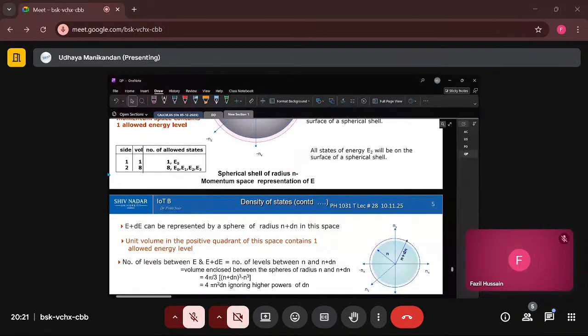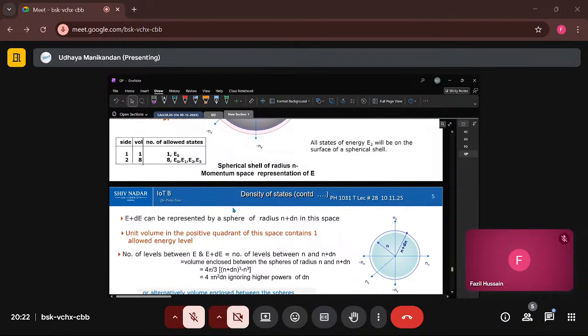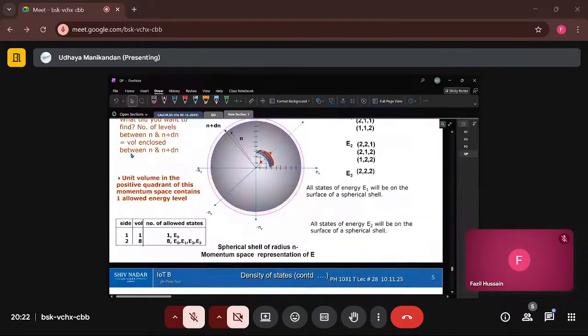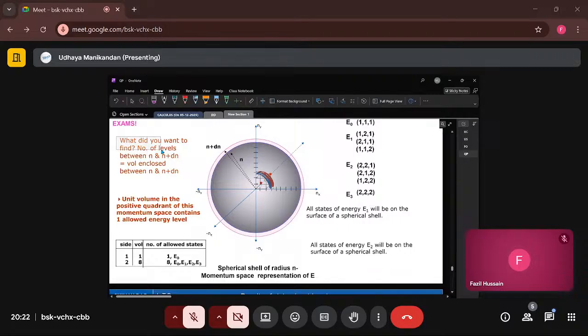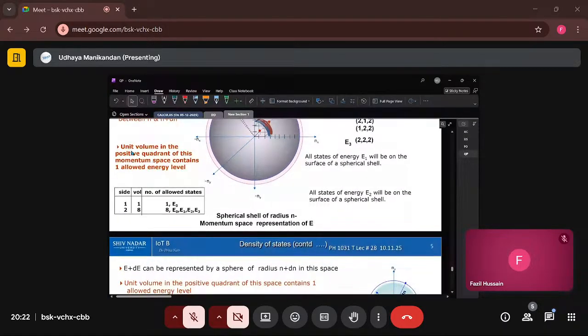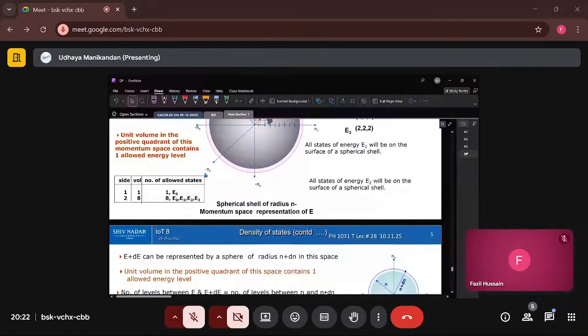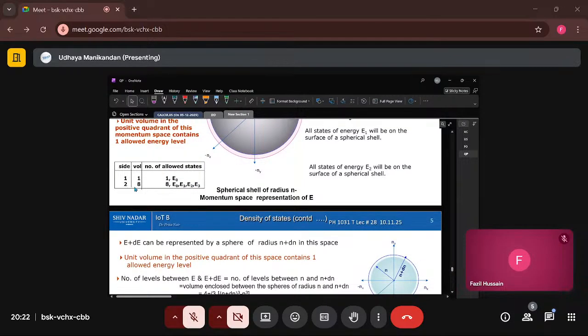So just take a note of this table. Self-explanatory, I guess. You take unit volume. What do you want to find? The number of levels between n and n plus dn, the volume enclosed between these. Unit volume of the positive quadrant of the momentum space contains one allowed energy level. And when the size is going to be 2, the volume is going to be 8.